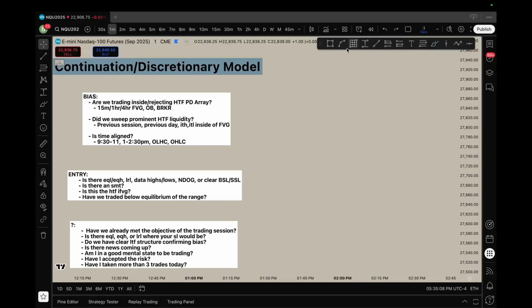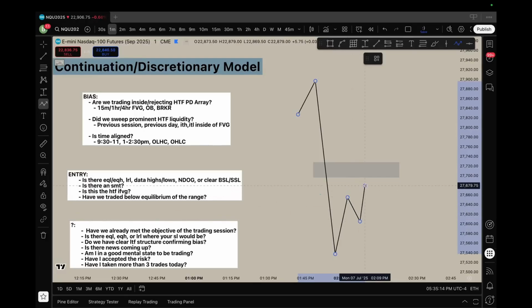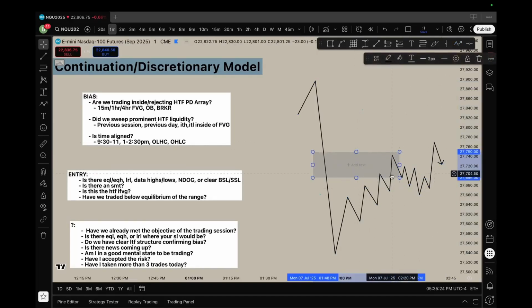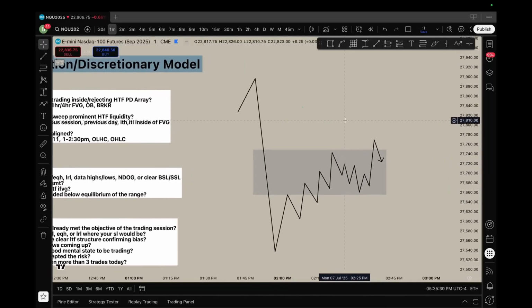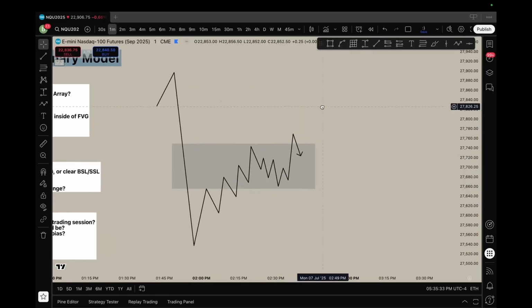Also, you want to be paying attention to the overall delivery of price. Okay, so if we have an inversion here, what you can see happen if we do something like this, right? So we have like this, and then we invert it, right? This is not going to be the best inversion. Now, why is this? Because displacement is very, very important when it comes to inversion fair value gaps in the way I trade. Because this is not clear delivery.